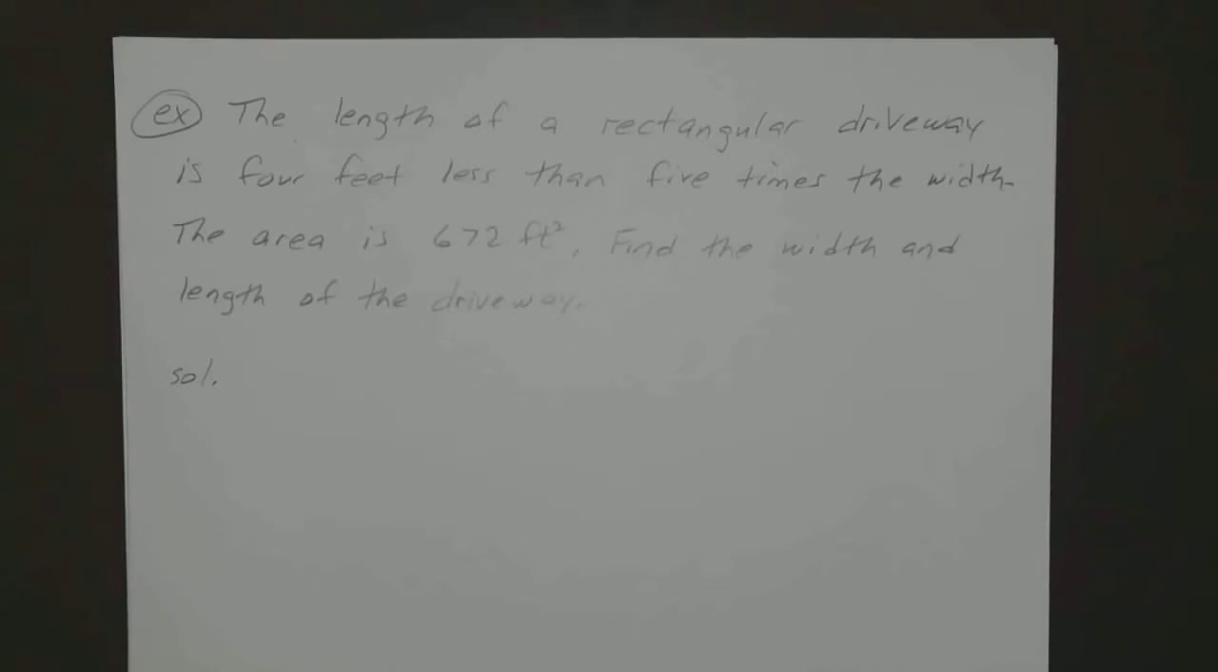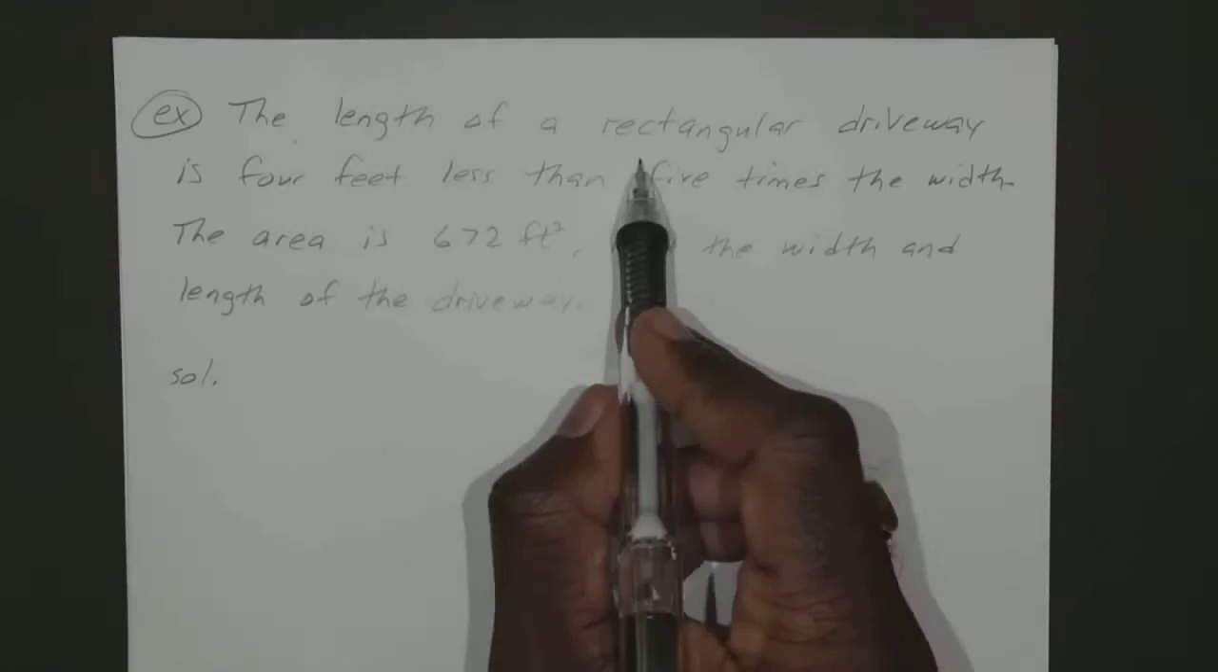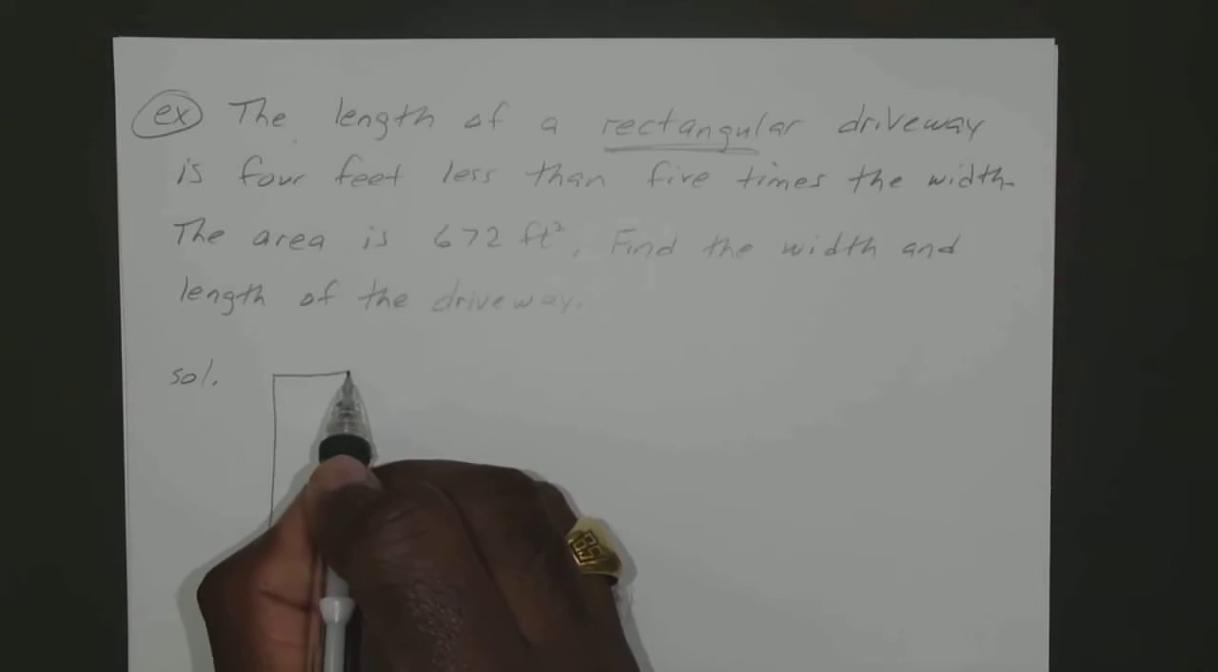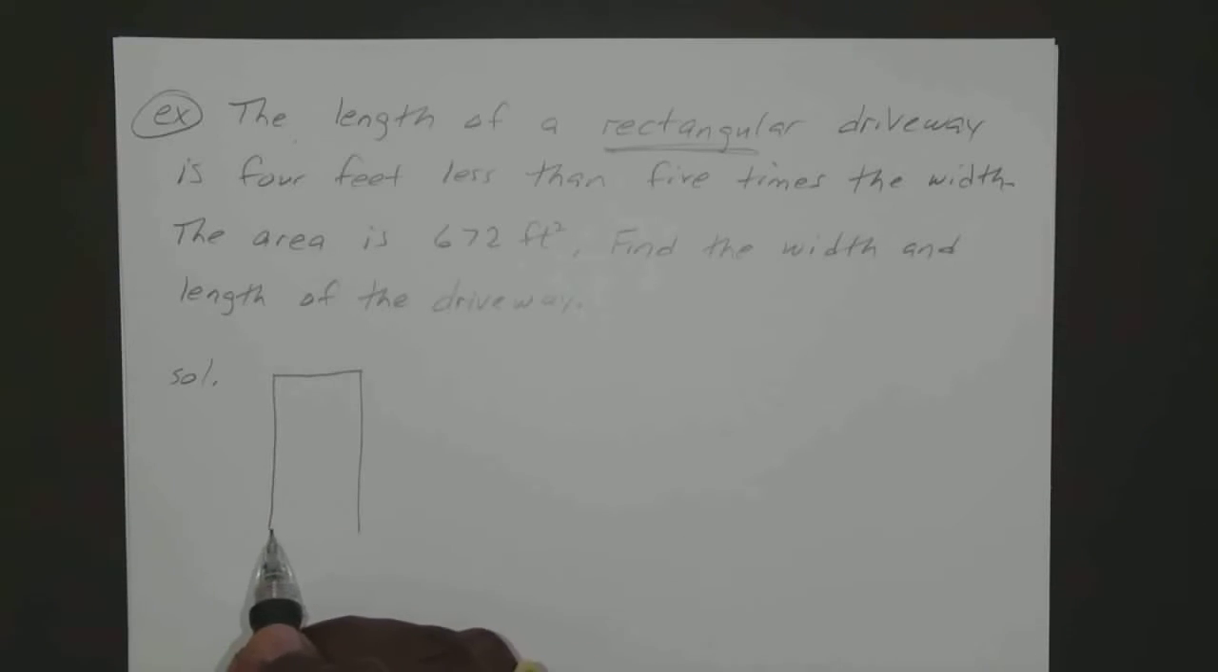Okay, so first thing I always do, start off by drawing a little picture. So we have a rectangular driveway, so we might as well draw a rectangle. Okay, so we know the length is 4 feet less than 5 times the width.